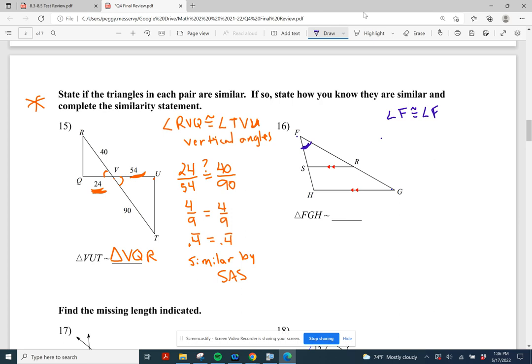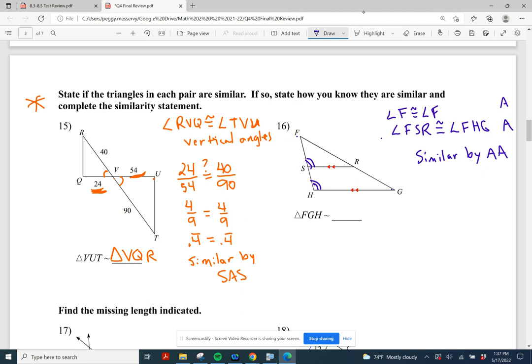We have some parallel lines here, and those parallel lines are cut by this transversal. So these corresponding angles right there and right there, that pair of corresponding angles are congruent. So angle FSR is congruent to angle FHG. Because I have a pair of angles that are congruent and a second pair of angles that are congruent, the triangles are similar by the angle-angle similarity theorem.